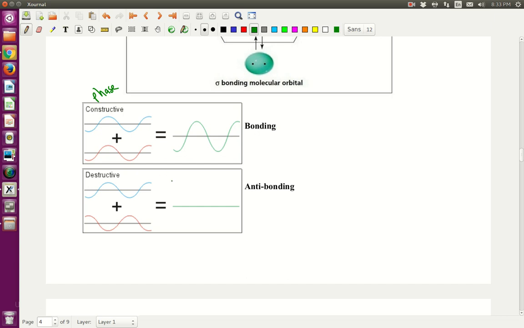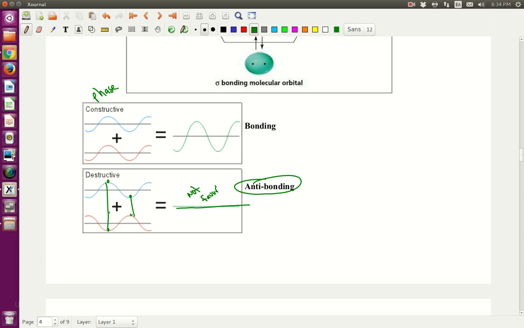But when an electron acts like a wave in a destructive way, where the crest of one and the trough of another is in the same spot, they cancel each other out. Or when here's the trough and the crest of another, they still cancel each other out. So they get no energy. That's antibonding. This is not favored right here. And the other one is.